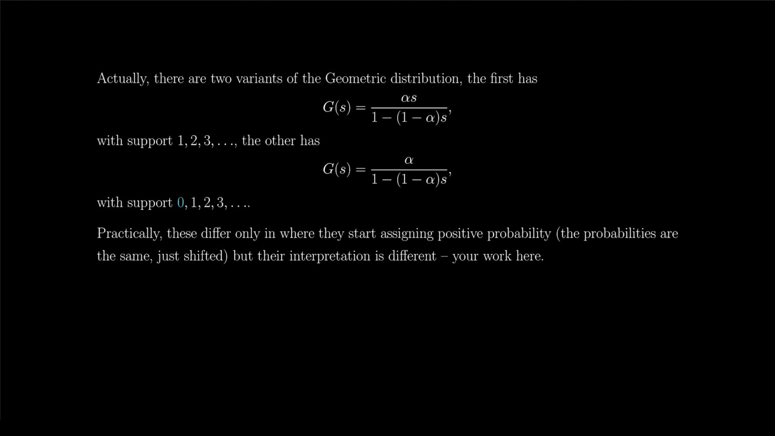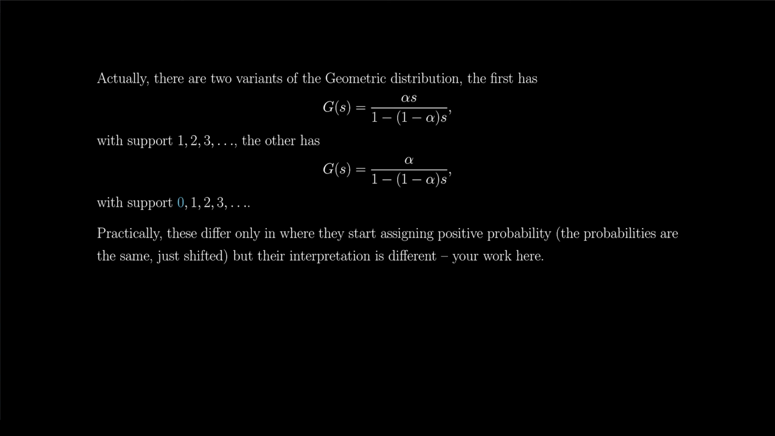As it happens, there are actually two variants of the geometric distribution, and this is where you need to be careful. The first variant is the one we've just derived here, and it has support on 1, 2, 3, etc. The other has a slightly different generating function, and its support runs from 0, 1, 2, 3. So the difference is where the support starts. We've analytically identified the correct one as the one with support 1, 2, 3, etc. Practically, these two differ only in where they start assigning positive probability, so the probabilities are the same, just shifted in the domain. But their interpretation is different. You can go check yourself why that is. A little bit of homework for you.